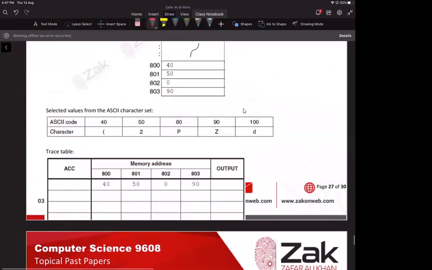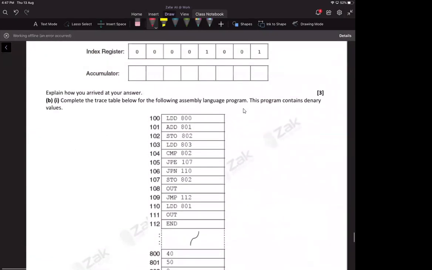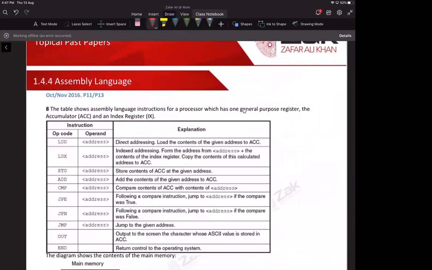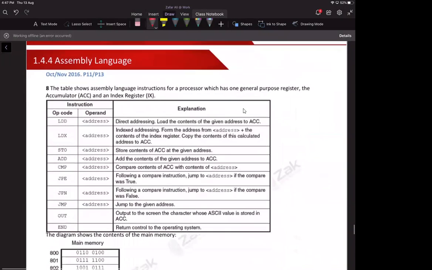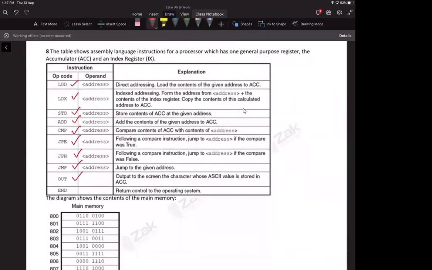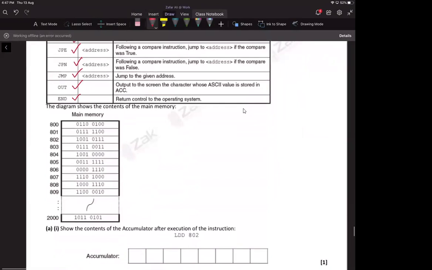All right. Now, okay. The table shows assembly language instruction for the processor. So they have given LDD load direct, load indexed, store, add, compare, jump if equal, jump if not equal, jump unconditional, out the content of accumulator, whatever it is, the number, respective graphical representation will be out to the screen, and end. So these are the addresses in denary form. And here is the content in binary form.